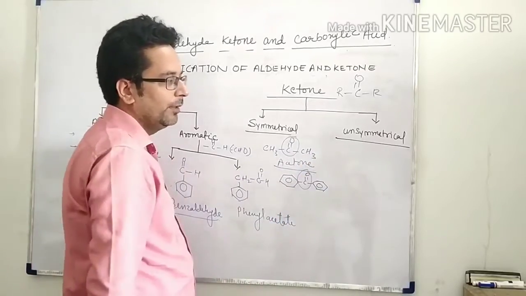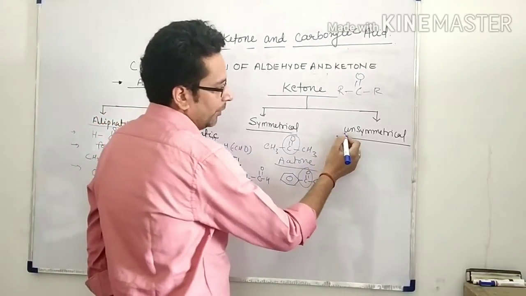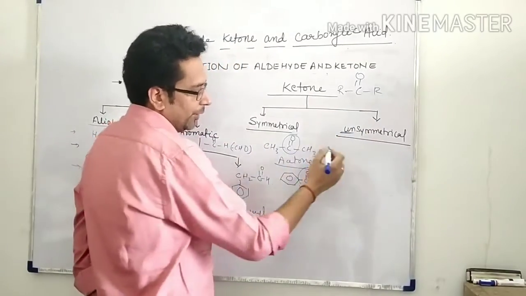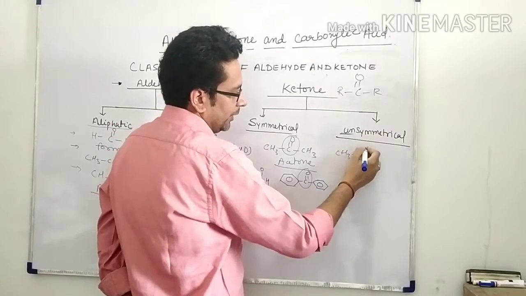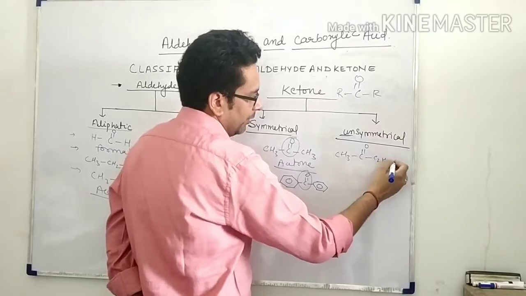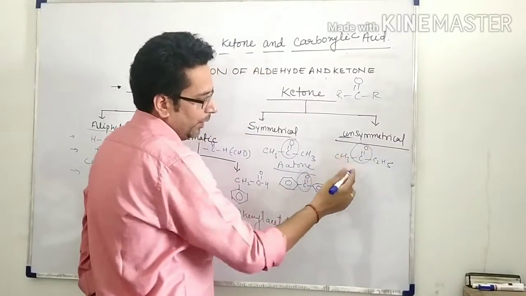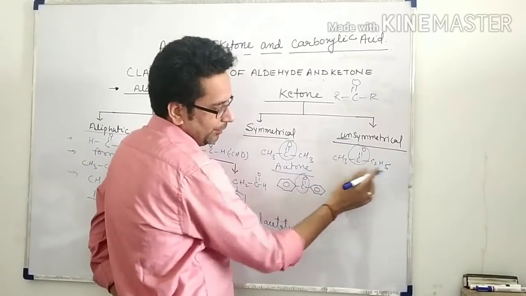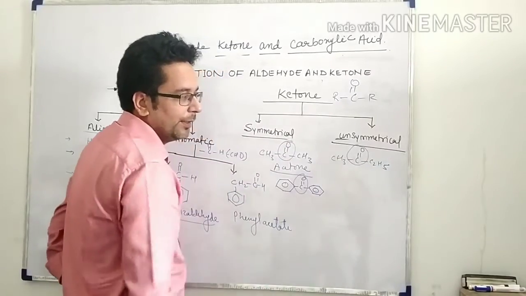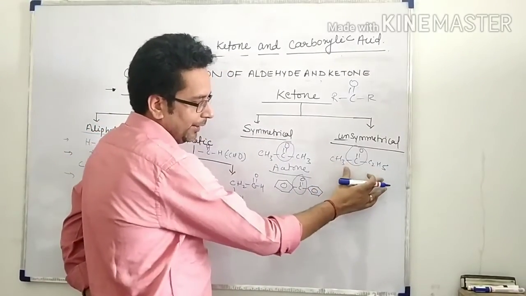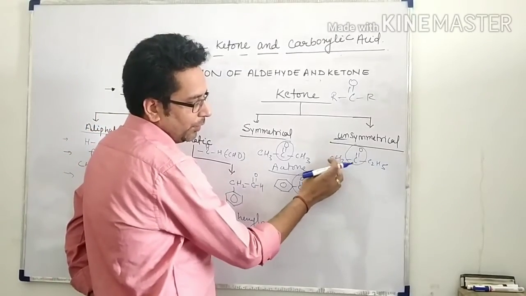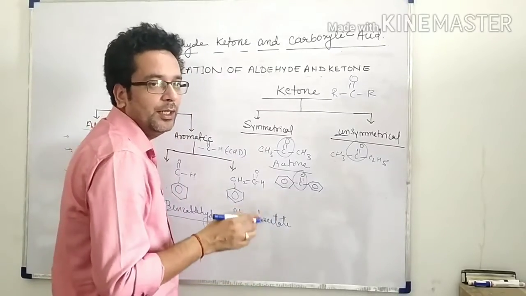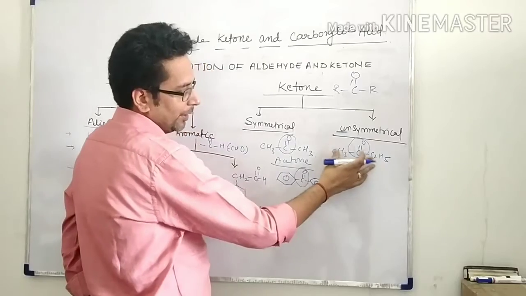Now next, unsymmetrical ketone. The meaning of the name unsymmetrical is that both groups are different. Look here, CH3, C double bond O, C2H5. This is the carbonyl group, and here is a CH3 group and on the right side C2H5, that is methyl and ethyl. So both groups are different. When both groups are different and the carbon of the carbonyl group is combined with two carbon atoms, then that ketone is known as unsymmetrical ketone. These are examples of unsymmetrical ketone.